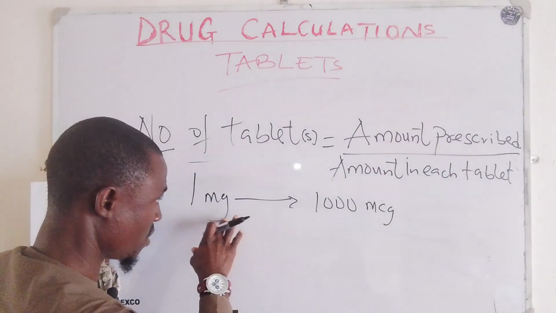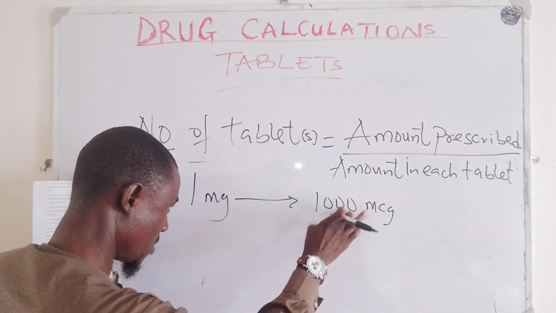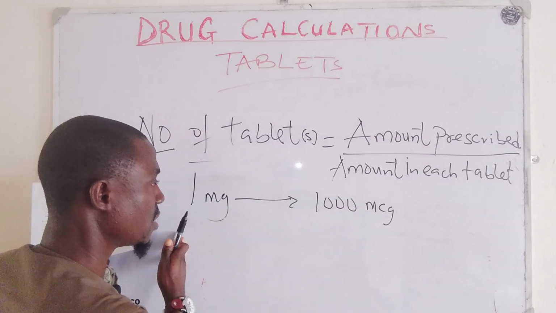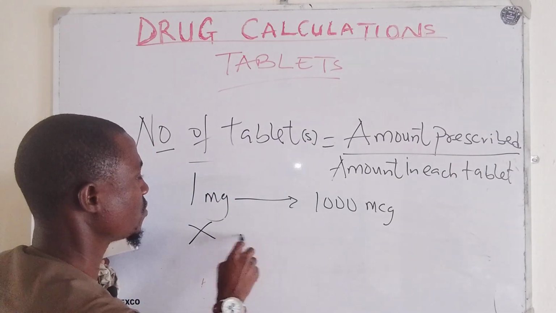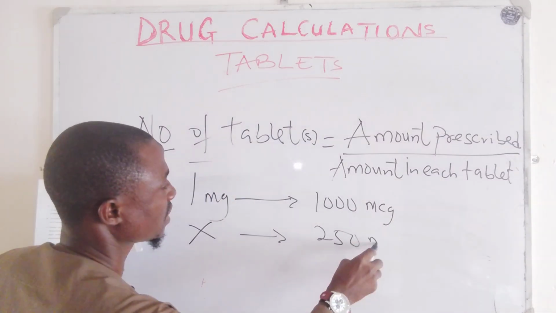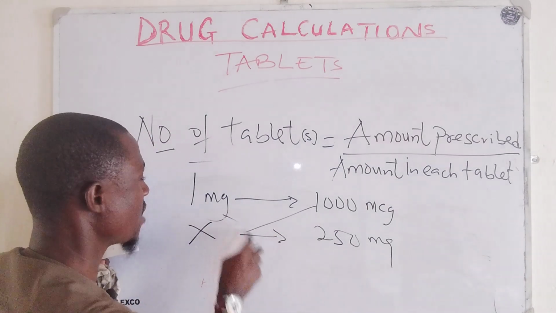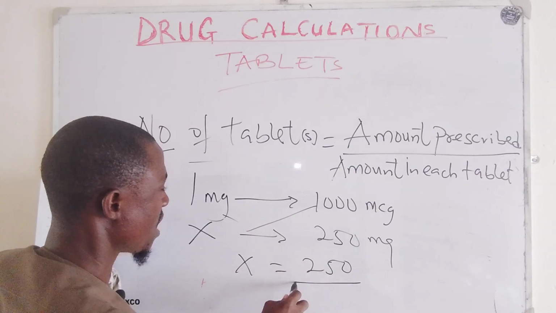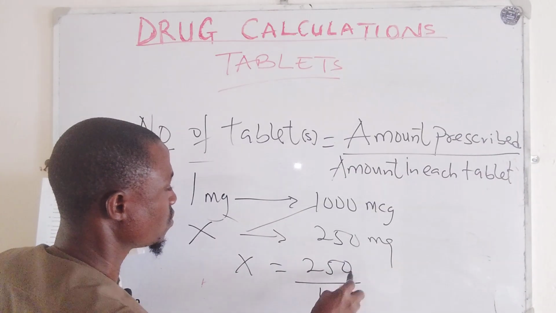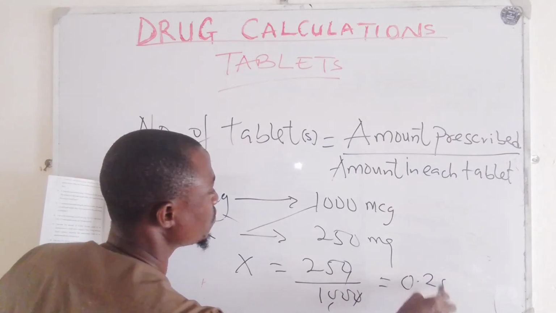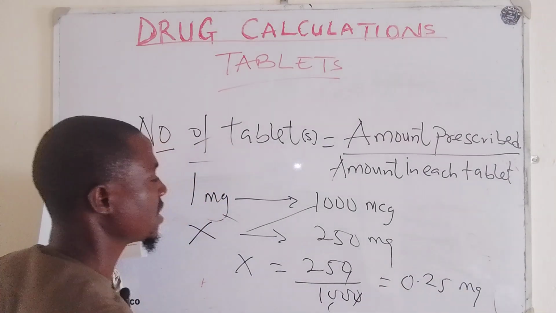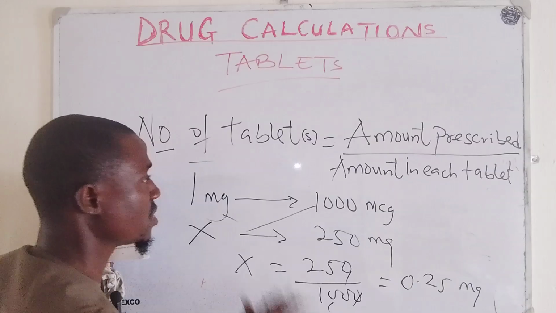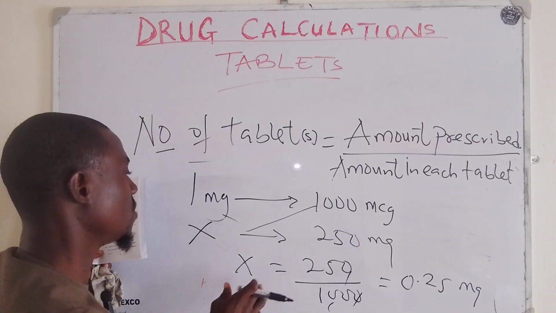Since we know that 1 milligram is the same thing as 1000 microgram, and I'm converting microgram to milligram, what will be the equivalent of 250 microgram in milligram? If you cross multiply, x will give you 250 divided by 1000. This will give us 0.25. So we have converted 250 microgram to milligram, and the answer is 0.25. This is the basic way you go about the conversion.